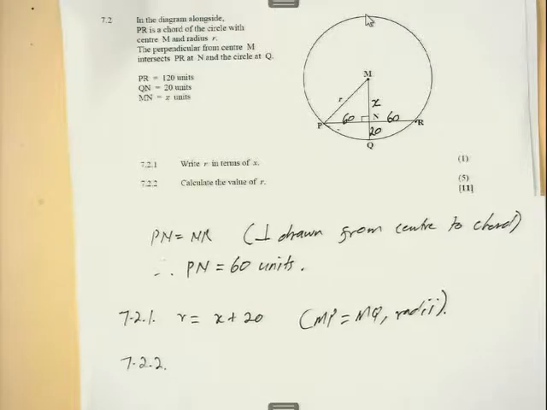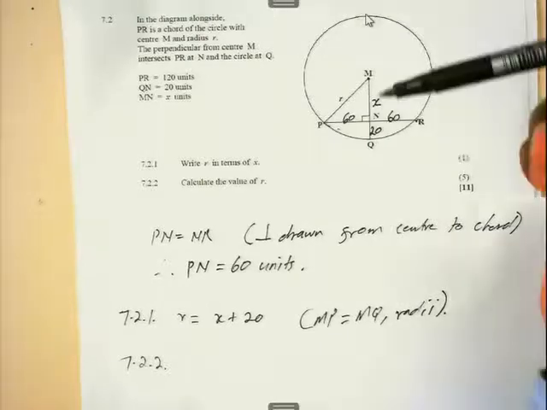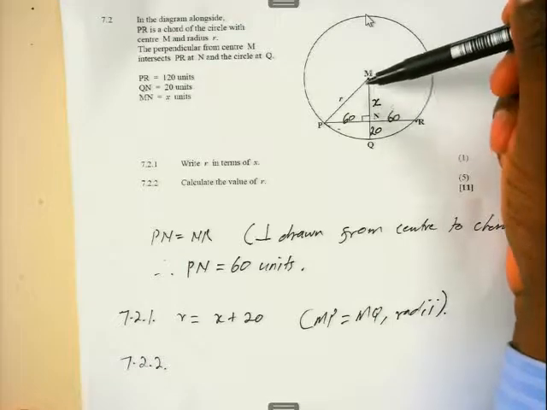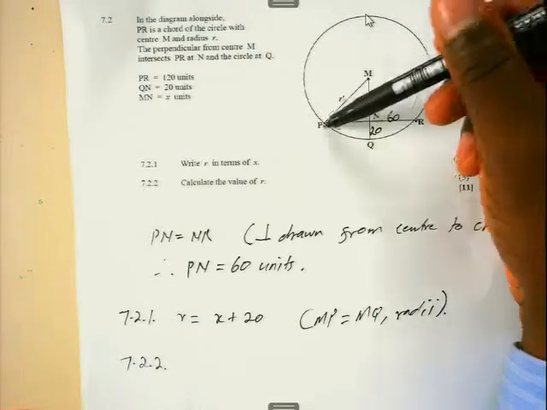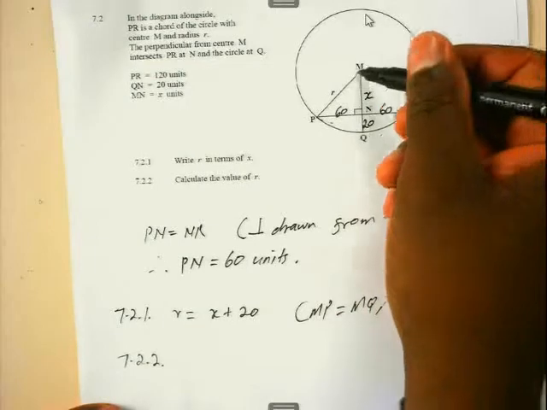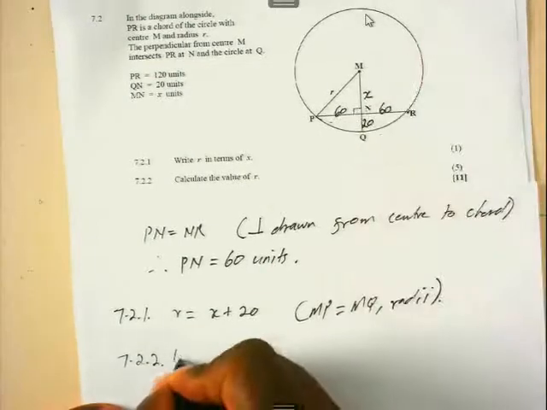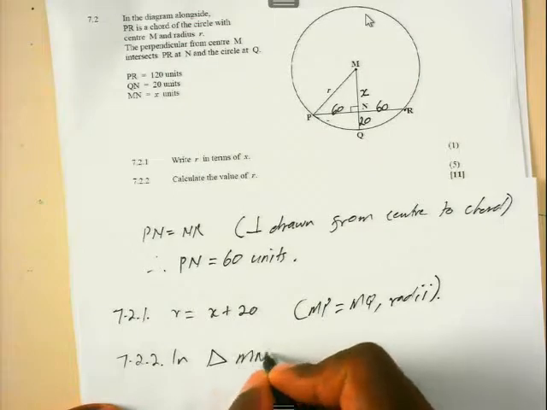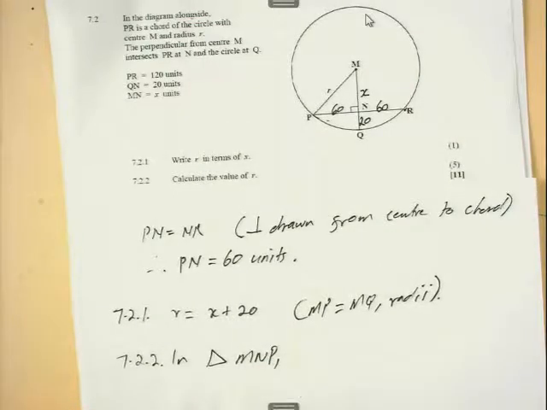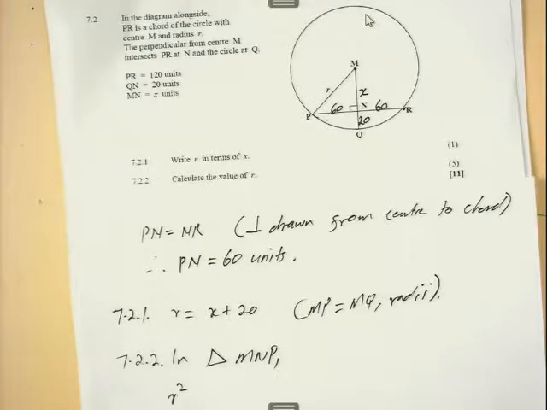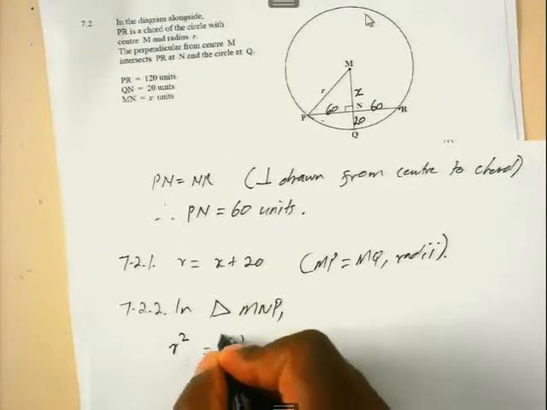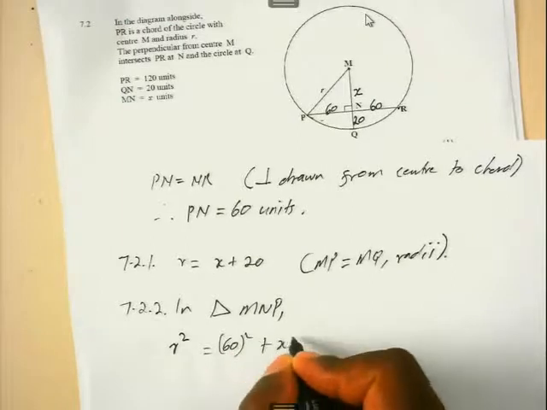Let's check from the two diagrams. Let's apply the Pythagoras theorem. In triangle MNP, check what is happening in that triangle. R squared is equal to 60 squared plus X squared.